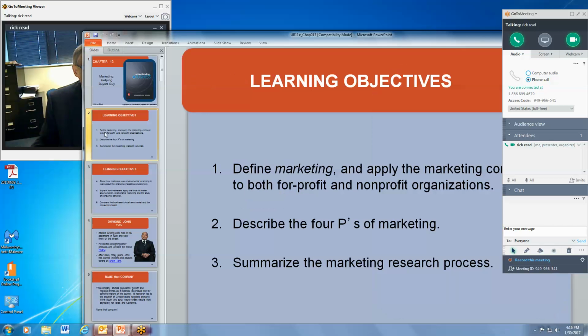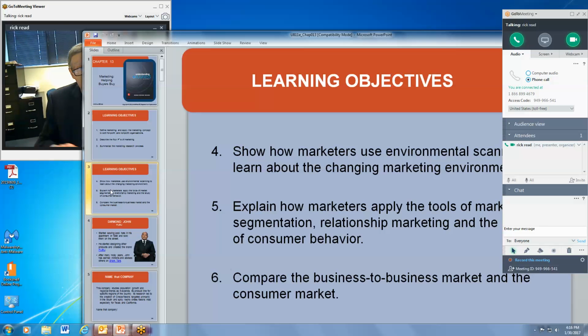So let's look at the learning objectives for chapter 13. We're going to define marketing and apply the marketing concept to both profit and nonprofit organizations. We'll look at the 4 P's of marketing. We'll summarize the marketing research process, which is very important. Show how marketers use environmental scanning to learn about the changing market environment. Explain how marketers apply the tools of marketing segmentation, relationship marketing, and the issues around consumer behavior. And then finally, compare the business-to-business market with the consumer market.